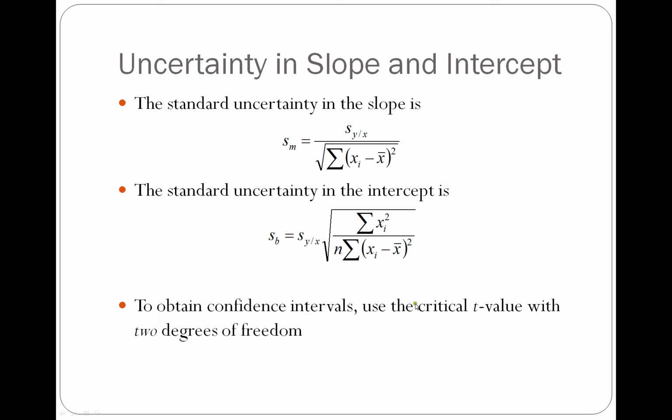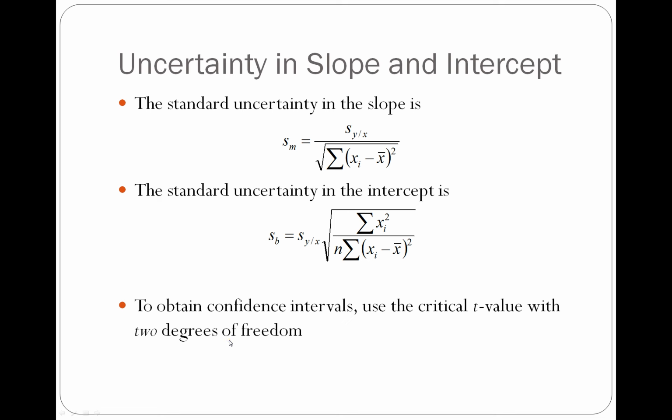Now, to obtain confidence intervals, remember that this is the standard uncertainty. This is analogous to the 68% or one standard deviation, but it doesn't tell us anything about 90% or 95% confidence intervals. So we're going to apply the same logic that we have in the past with the multiple replicates of a single standard input. For our best fit line, we can use the standard uncertainty and multiply it by the critical t value. Now, we have to use 2 degrees of freedom, and we'll talk about that.